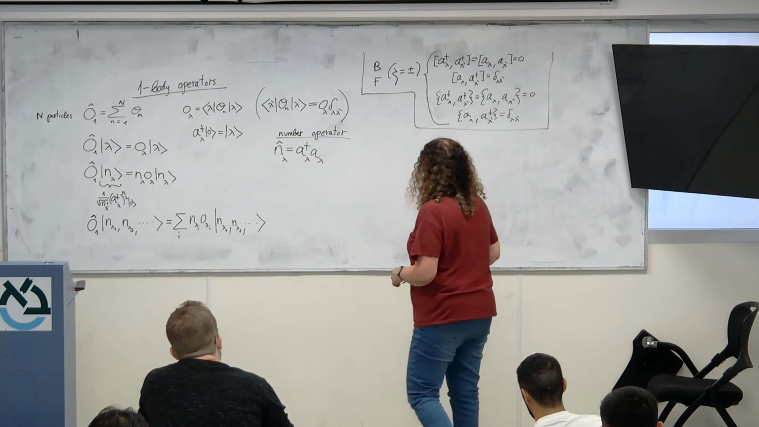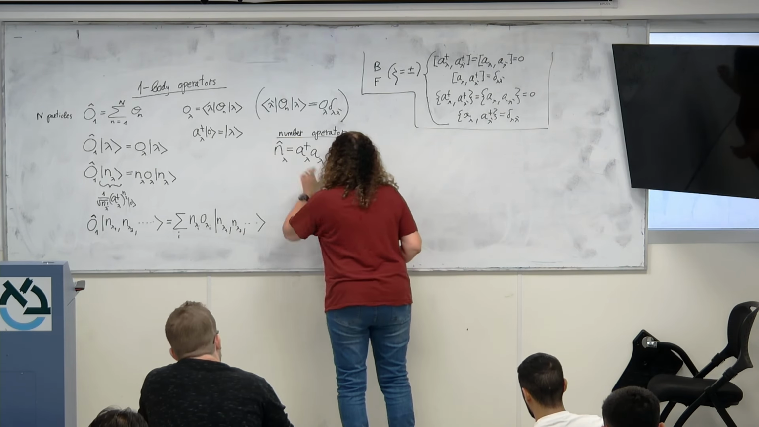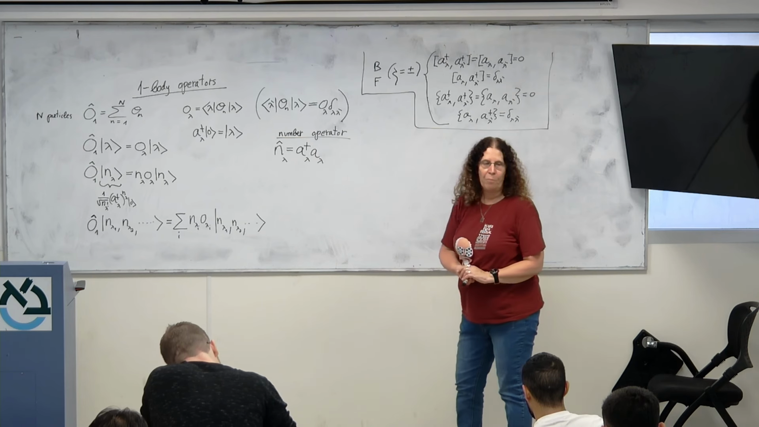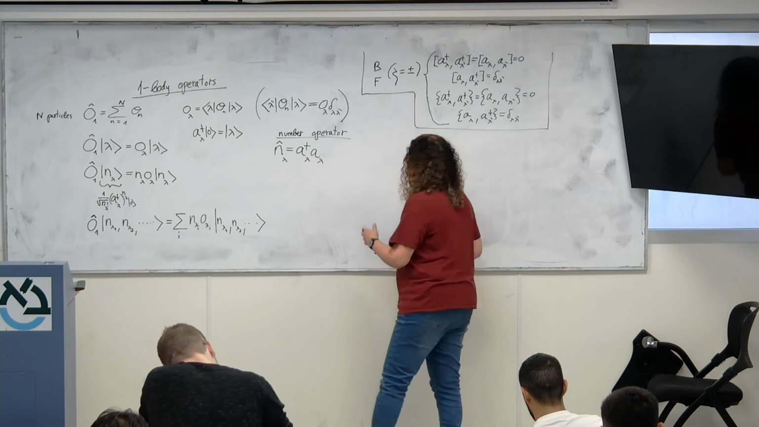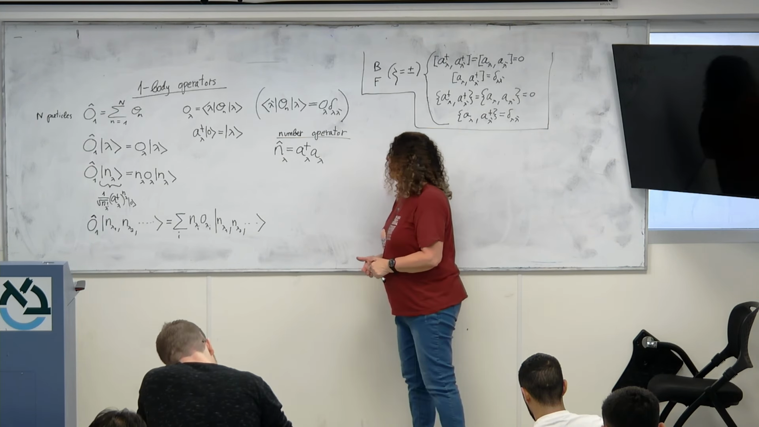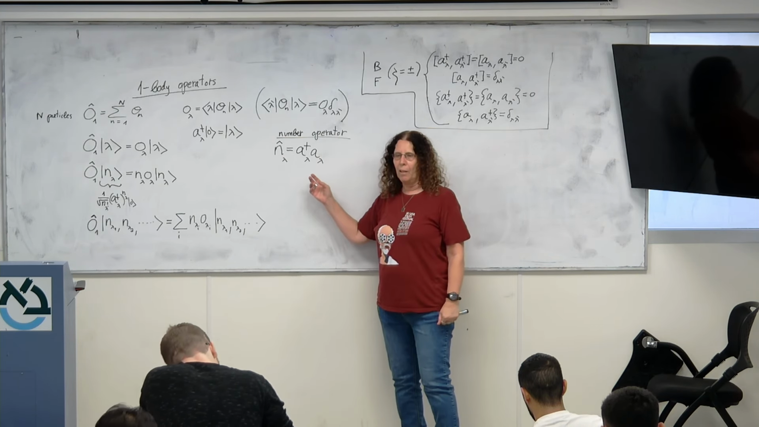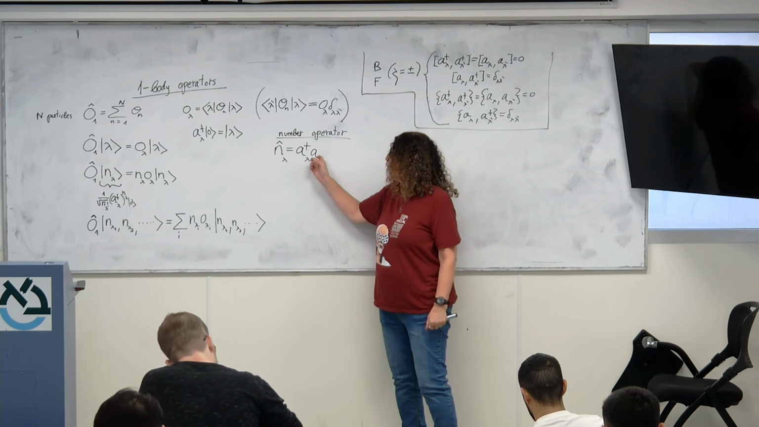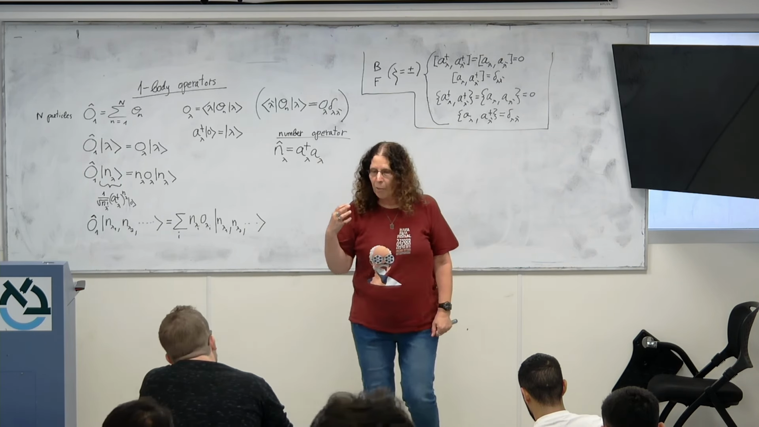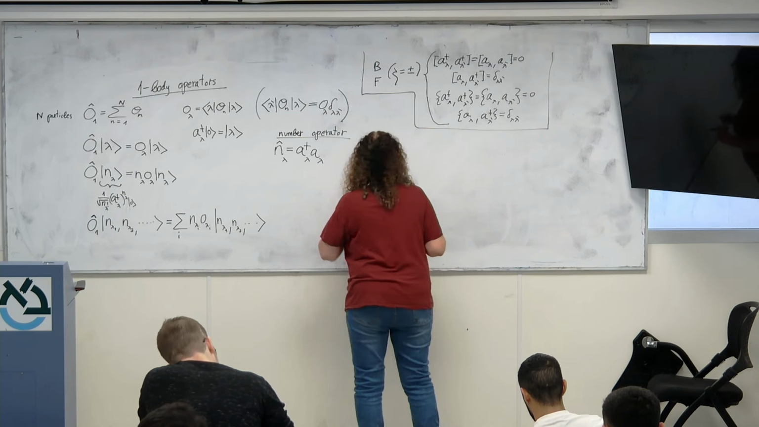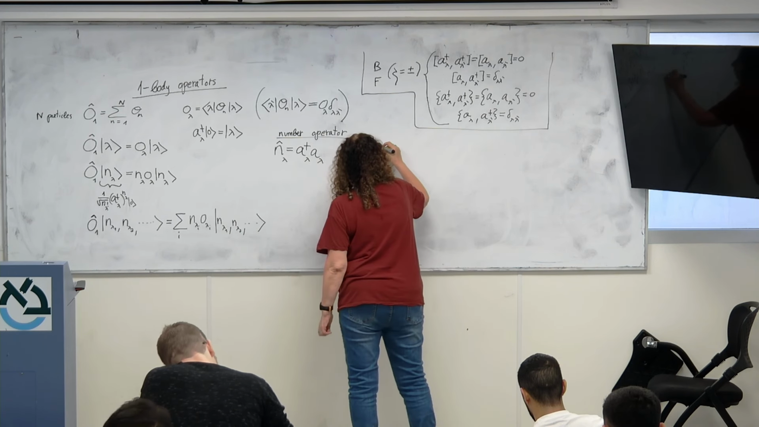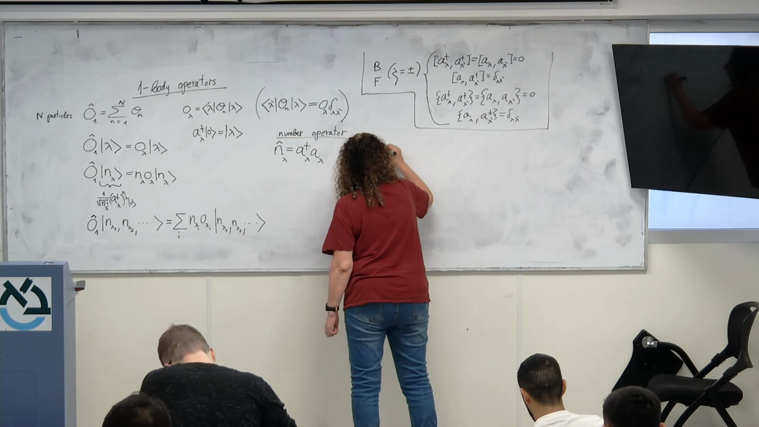Okay. Now, why is this called a number operator? Because it gives the number of particles. Exactly. So if you act with it on a state that contains n lambda particles in a state lambda, it will just return the eigenvalue n lambda times the state. How to see it? First of all, let me write here the following commutator.